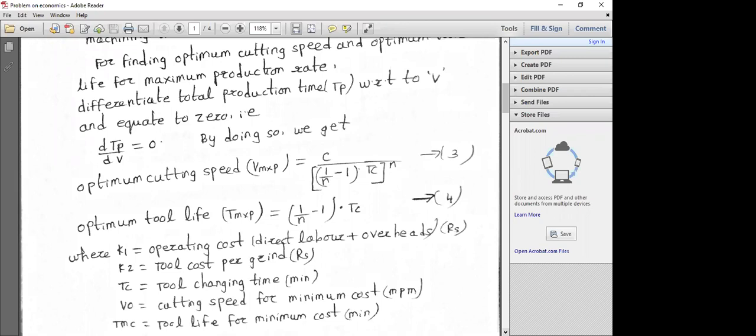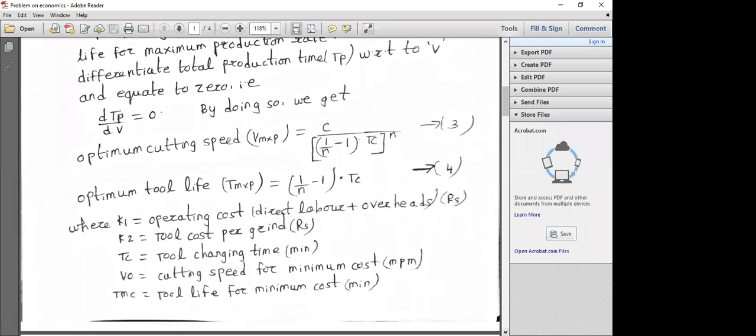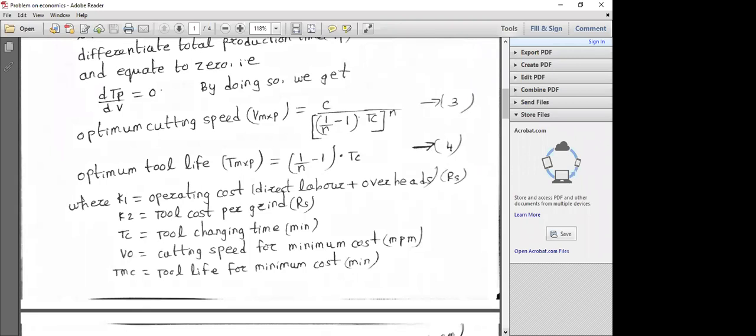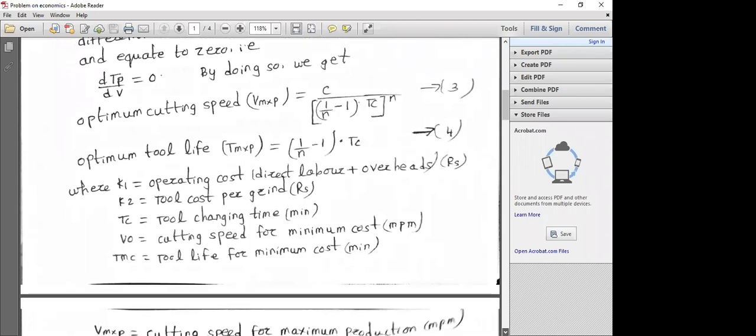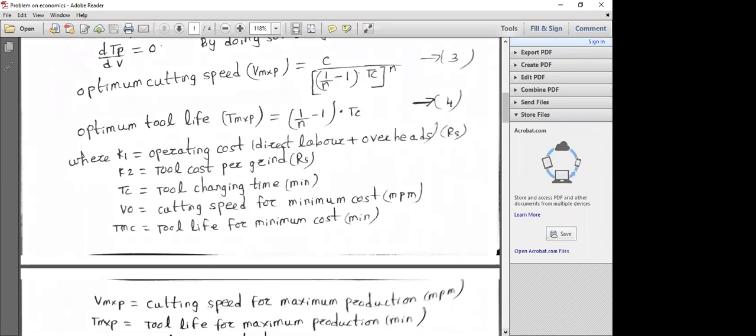So what is TMC? Tool life for minimum cost. TMC is the tool life for minimum cost. So that is the particular thing you have to keep in mind. The first 1, 2, 3, 4 equations. So now slowly we'll be going to the maximum cutting speed, VMP or VMPR.